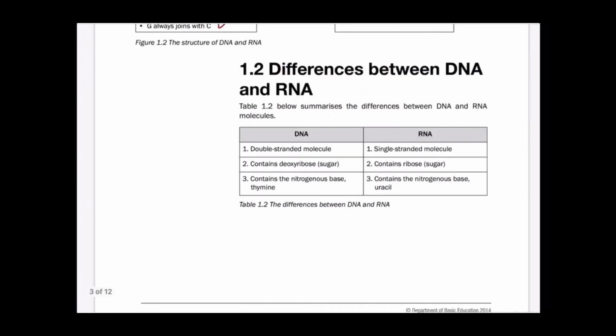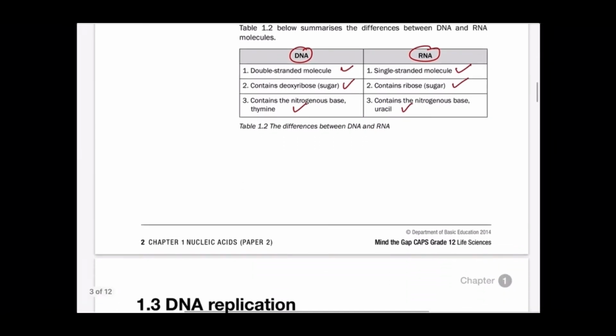So the differences between DNA and RNA are already what I've mentioned above. DNA is double-stranded. It contains a deoxyribose sugar. It contains a nitrogenous base, thymine, instead of uracil. RNA is single-stranded. It contains a ribose sugar, and it contains a nitrogenous base called uracil instead of thymine.